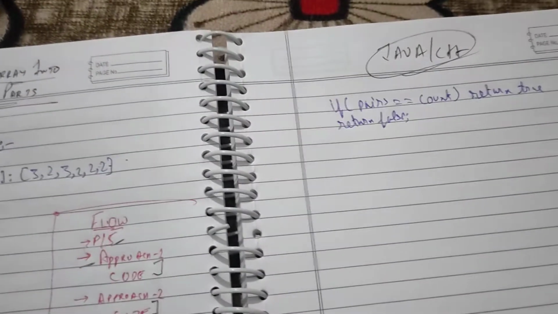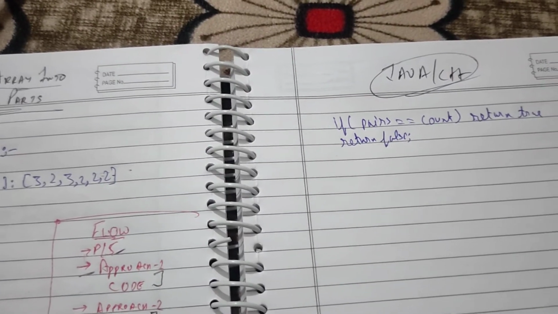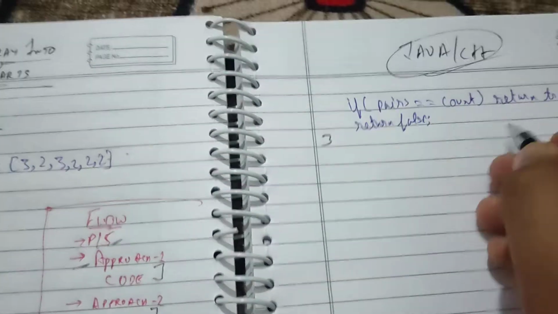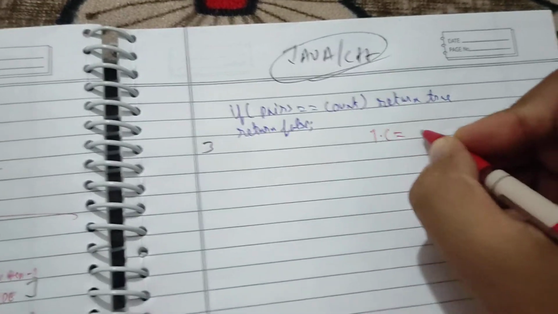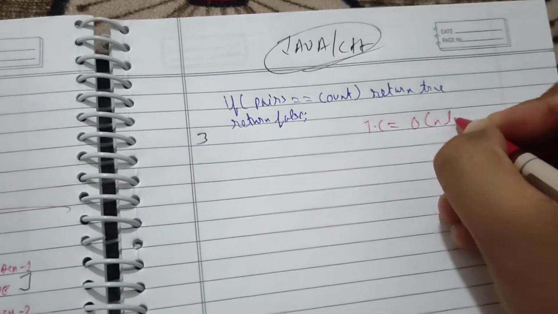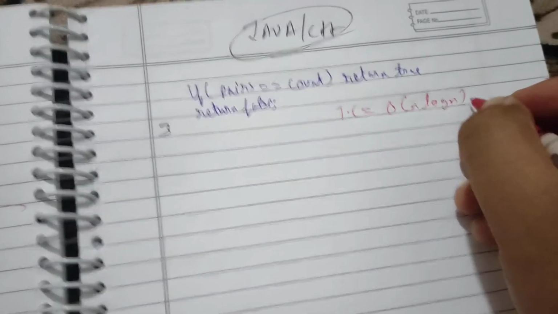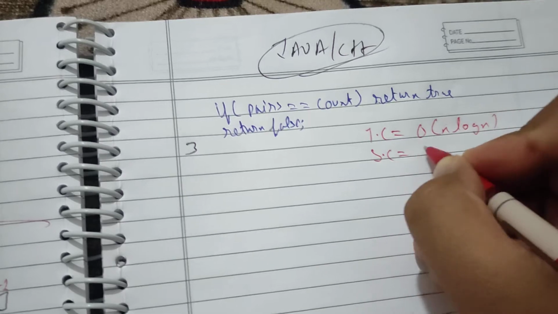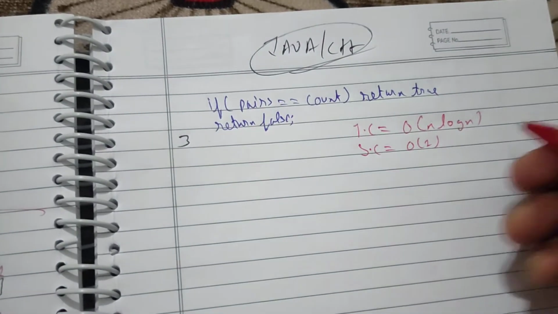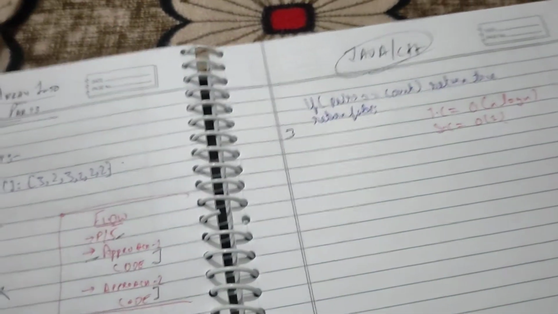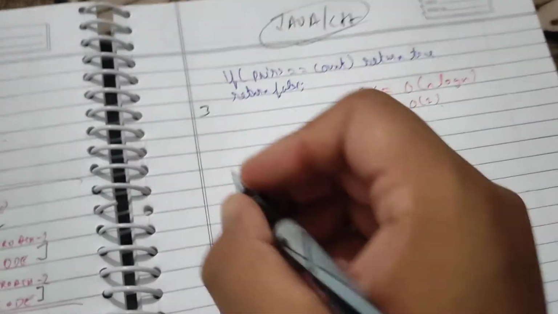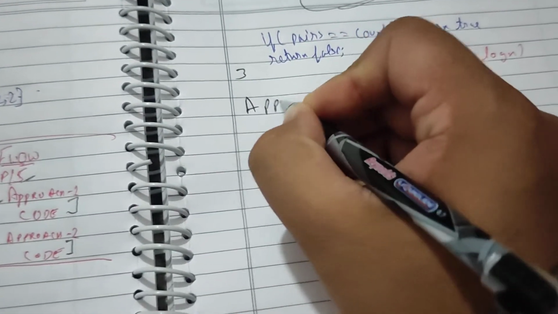So this is our first approach. We just completed approach one, the simple one. Let's talk about time complexity and space complexity. The time complexity in this one is O(n log n), so it's not a good one. The space complexity is O(1) because we are not using any extra space. I hope this is clear. Now let's talk about our second approach, approach 2.